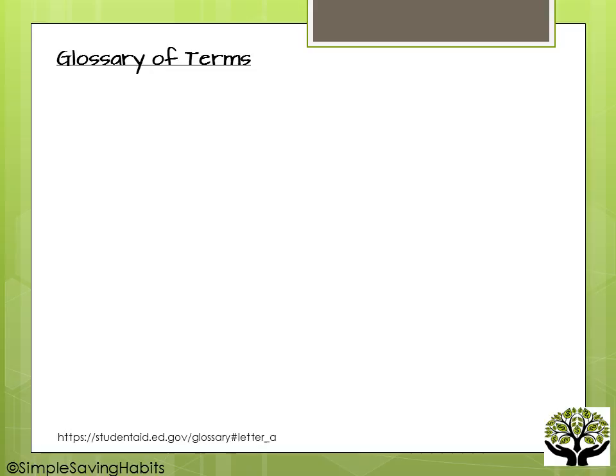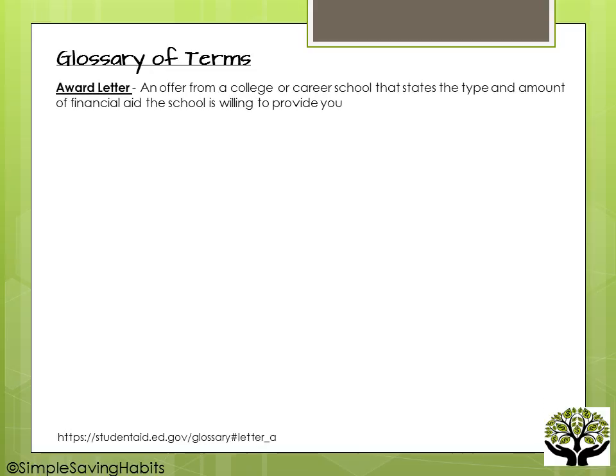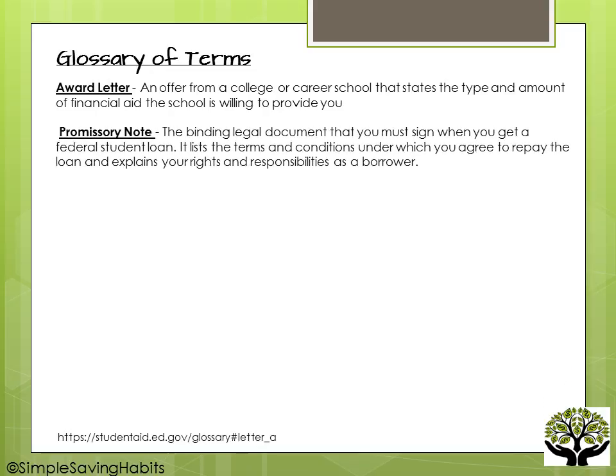Here's a short list of terms related to the FAFSA process. The full list, the useful glossary of terms, can be found online at studentaid.ed.gov. The award letter is the offer from the college or career school that states the type and amount of financial aid. That's going to be your actual dollar amounts. The promissory note is the binding legal document. Think of it as you're promising to pay back the money that they offer you.